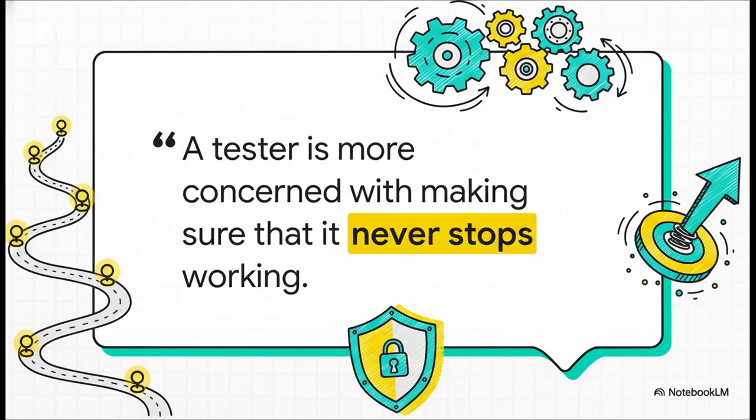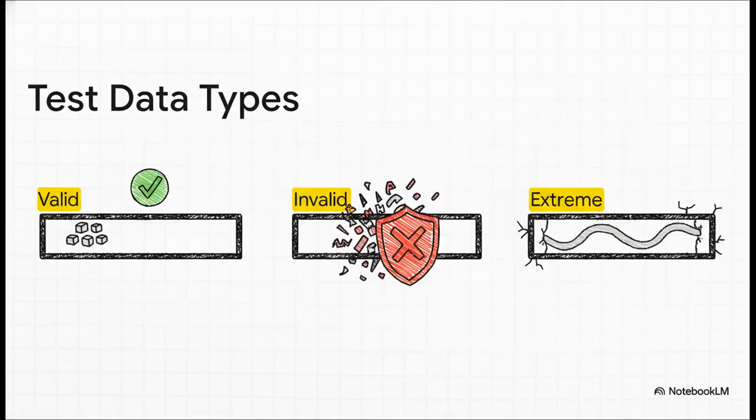A tester's job is to throw everything they can at it to make sure it keeps working, no matter what crazy thing a user does. It's a totally different worldview. So how do they do this? They use different kinds of test data.